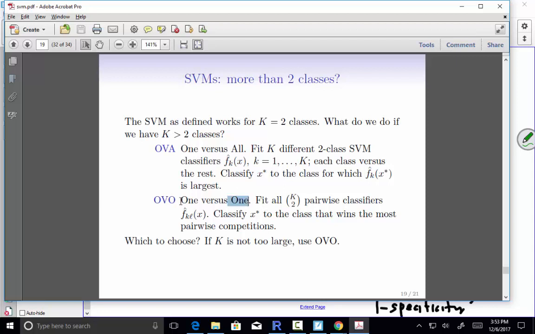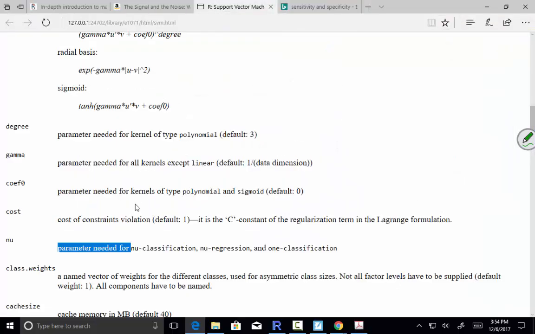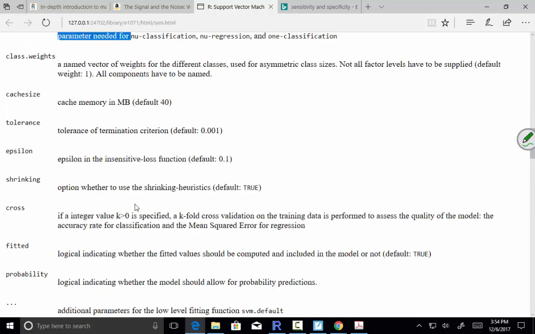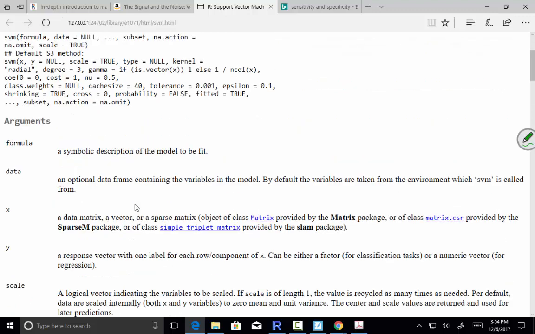A more computationally intensive alternative is 1 versus 1, in which case you can consider all k choose 2 pairwise classifiers. So if k is reasonably large, that's a lot of models that have to be fit. If k is not too large, you'll almost certainly do better with the 1 versus 1 because it's more comprehensive than the other one. I'm not sure how easy it is to use the SVM function in R when there's more than 2 classes. I haven't actually done that. All the examples I've used have been 2 classes, but I'm sure it can do it.